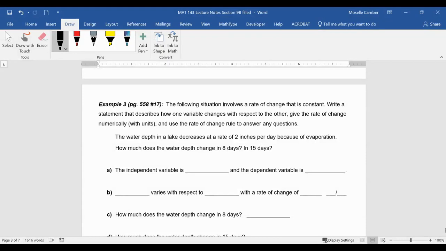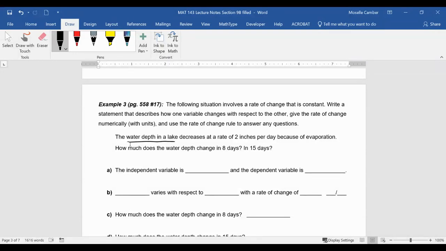Okay, so first we need to figure out what is our independent variable and what's our dependent variable. And so we have to figure out the 2 things that we are comparing. Well, we can see that we're looking at the water depth in a lake. That one is a lot easier to see. Now the other one is a little bit trickier because it doesn't actually really tell us what's going on.